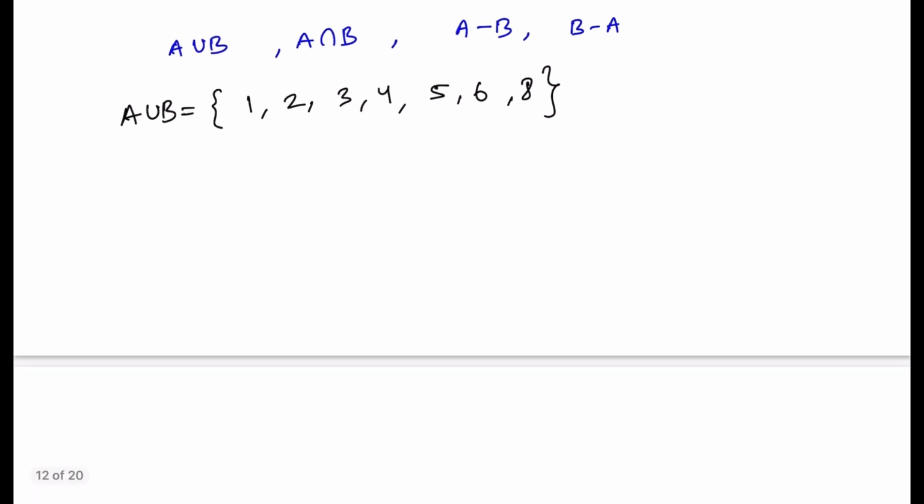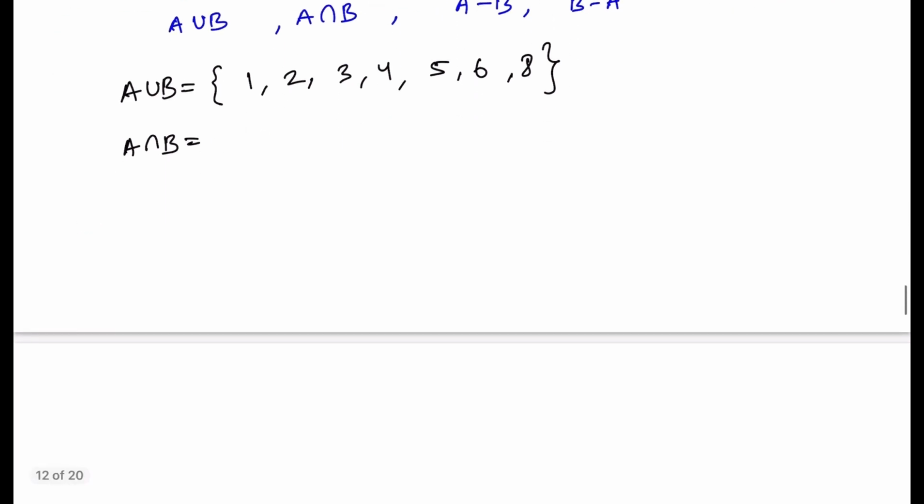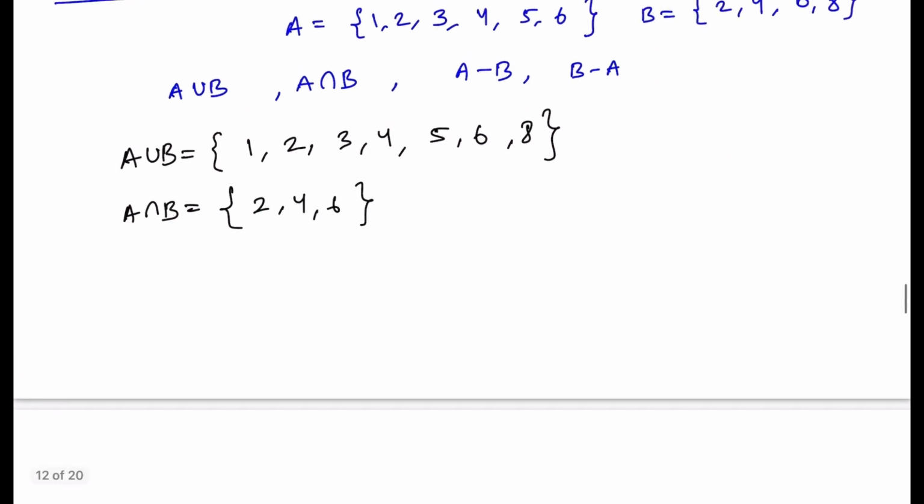Now we have to write A intersection B. A intersection B is a set of common elements of A and B, meaning the elements that belong to both sets A and B. So which are the elements that belong to both sets? That is 2, 4, and 6. These three elements belong to both sets. So A intersection B will be 2, 4, and 6. You can say common, or you can say the elements belong to both sets.